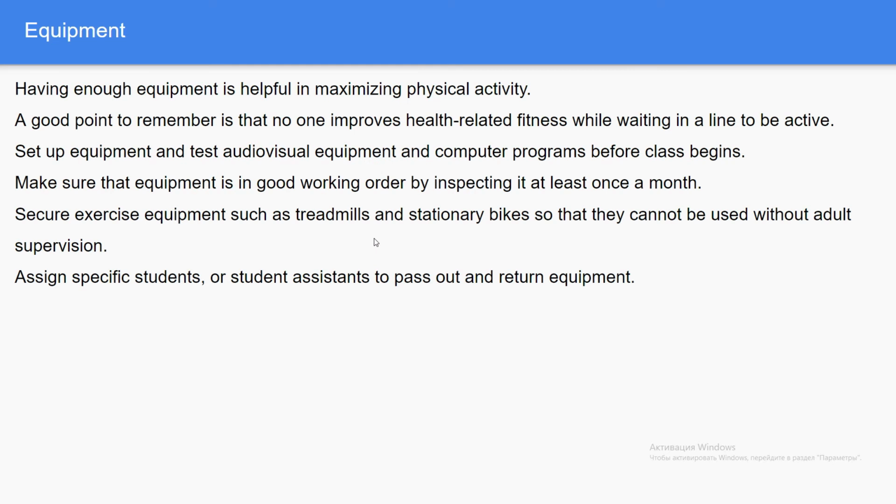Let's talk about equipment. Having enough equipment is helpful in maximizing physical activity. Equipment could be of different quality and different quantity, but if you work in a group and you are not willing to stay in line and wait for the equipment, it's better to prepare it before. A good point to remember is that no one improves health-related fitness while waiting in a line to be active. This is an important aspect, but sometimes the environment and the conditions are not sufficient for the group to perform a training session.